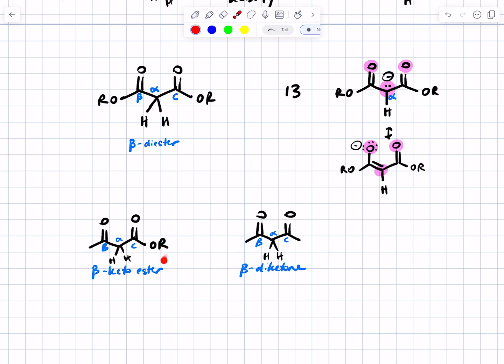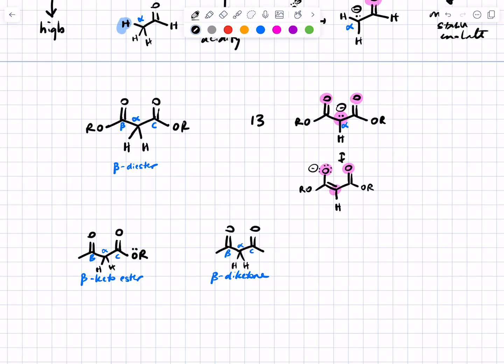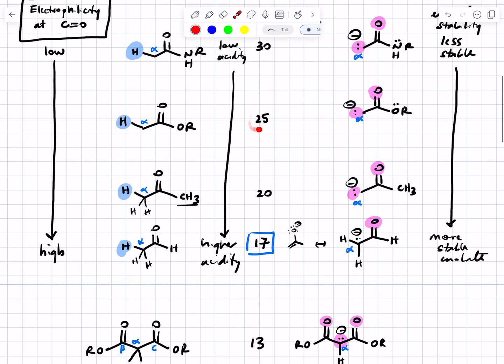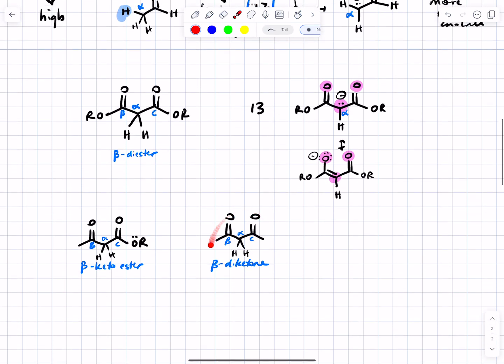Yeah, it's the presence of that oxygen. Remember, the lone pairs on the ester OR group donate electron density into the carbonyl carbon, making it not as electron poor. In contrast, if you want an enolate to be stable, the adjacent carbonyl carbons must be more electron poor. So, in the same way that the ketone is more acidic than the ester, the beta diketone is more acidic than the beta keto ester.